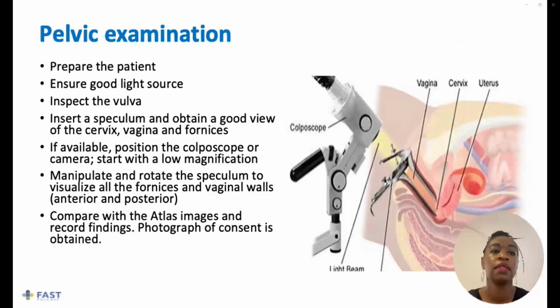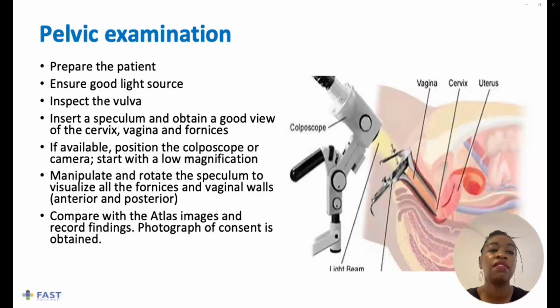Okay. So this is what you need for a pelvic exam. Of course, you need the patient to be well prepared, having emptied the bladder, and you have a chaperone there, a good source of light, and the patient in lithotomy position. We talked about the stepwise inspection of the vulva, and then you insert the speculum to obtain good views of the cervix, vagina, and the fornices.